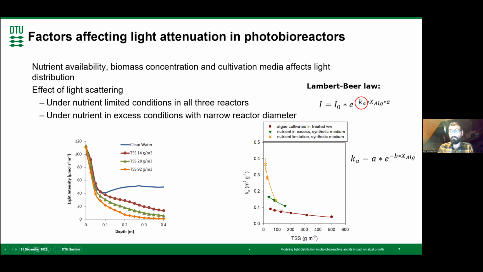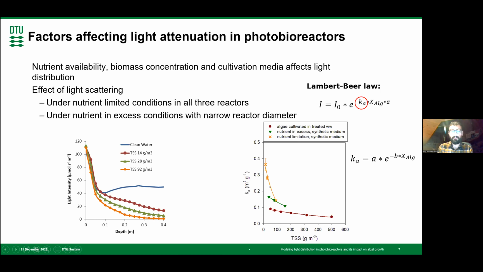biomasses have different values. In the bottom case here, we worked with treated wastewater to grow our algae, and we see that the matrix effect kind of buffers the effect of the concentration of biomass. However, when we use synthetic media and we starve our algae, the effect of biomass concentration is quite significant on the attenuation coefficient and becomes really important to have an accurate estimation depending on the biomass concentration. So the main difference between this orange and the green curve here is the pigment content.